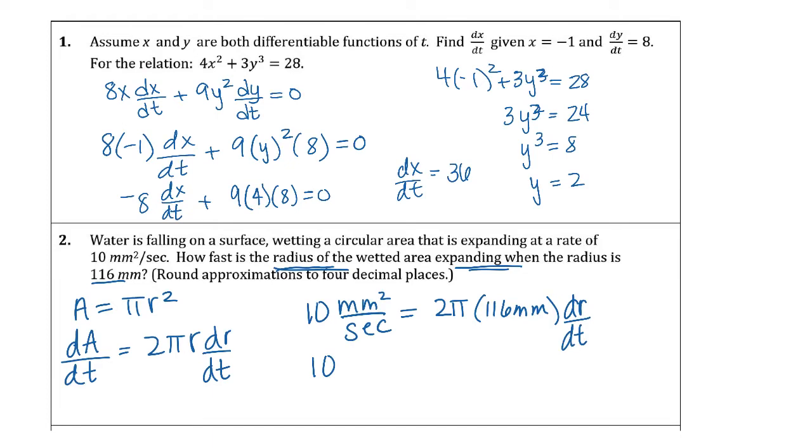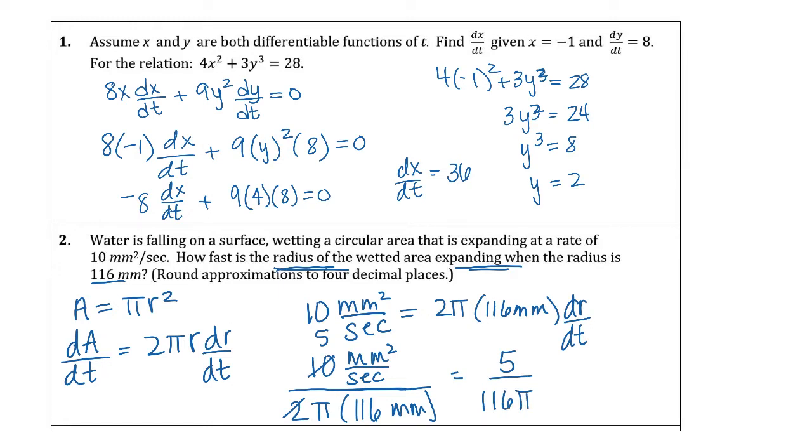So I have 10. Let's bring down our units. Over, and we have 2 pi, and then 116. And I wouldn't do a whole lot of simplifying here. Of course, you could cancel the 2 and the 10. But as far as writing all of this out, I wouldn't. So you're going to have 5 over 116 pi, and that is fine. Leave it like that. All right, so hopefully we got through number 2.